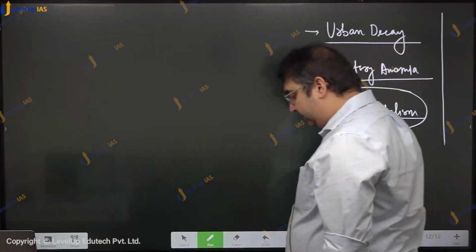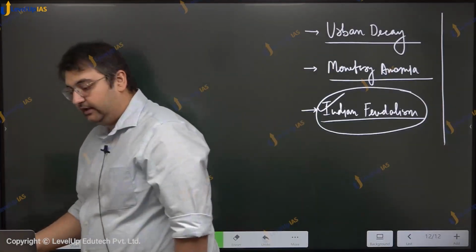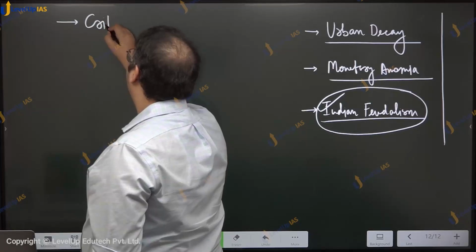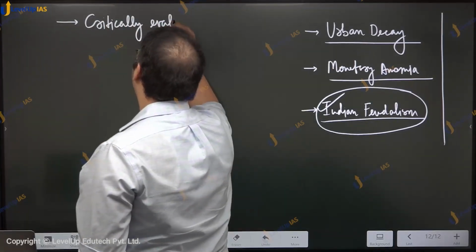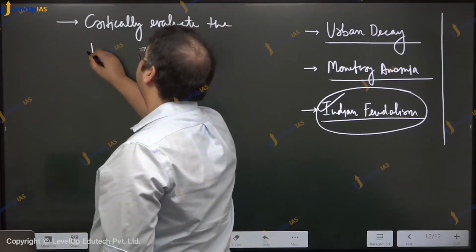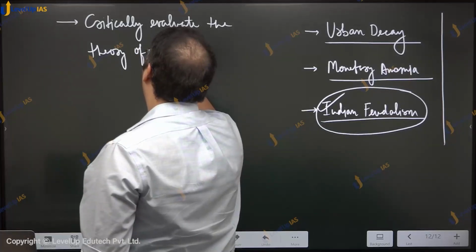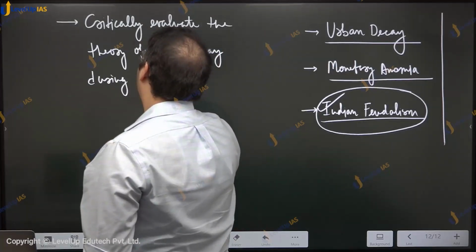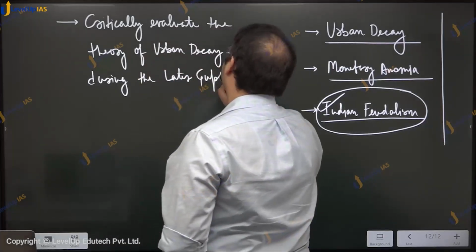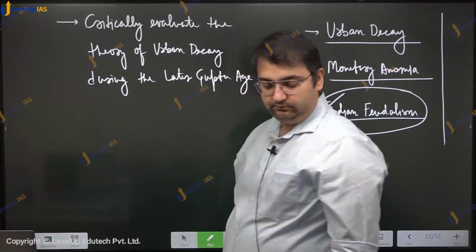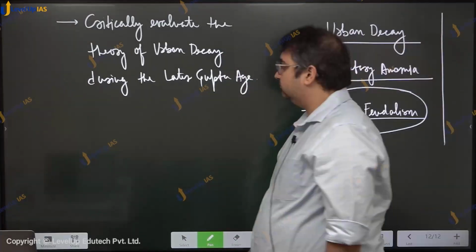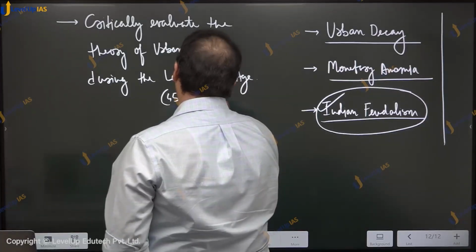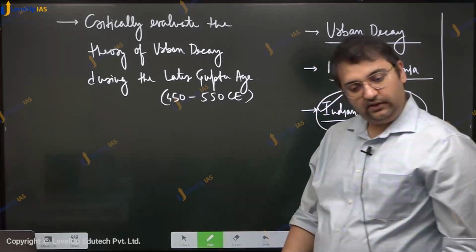समझ में आया है ये पूरा फ्रेमवर्क? ठीक, तो ये हो गया हमारा डिस्कशन ऑन दी गुप्ता इकोनॉमी। Take down a couple of questions. Critically evaluate the theory of urban decay during the later Gupta age. ठीक है, when we say later Gupta age, 450 to 550 CE. क्लियर?